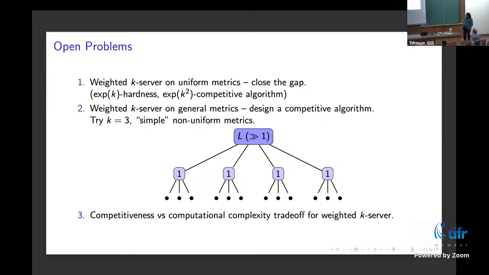Basically, I'm more intrigued by this problem of whether there even exists a competitive algorithm for k equal to 3. Some constant competitive algorithm for k equal to 3. For this kind of a metric, k equal to 3, no algorithm is known. And by the way, this is not really a tree metric. A tree metric means you'll have to sum up the weights of the edges on the path.